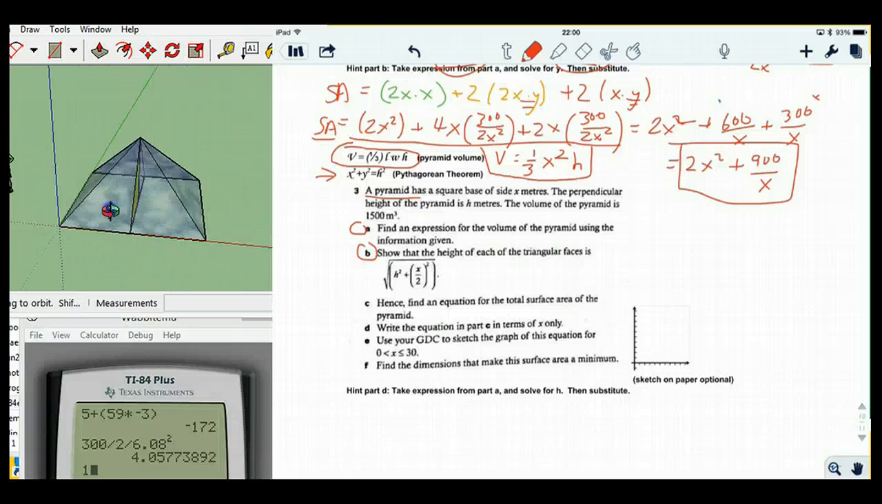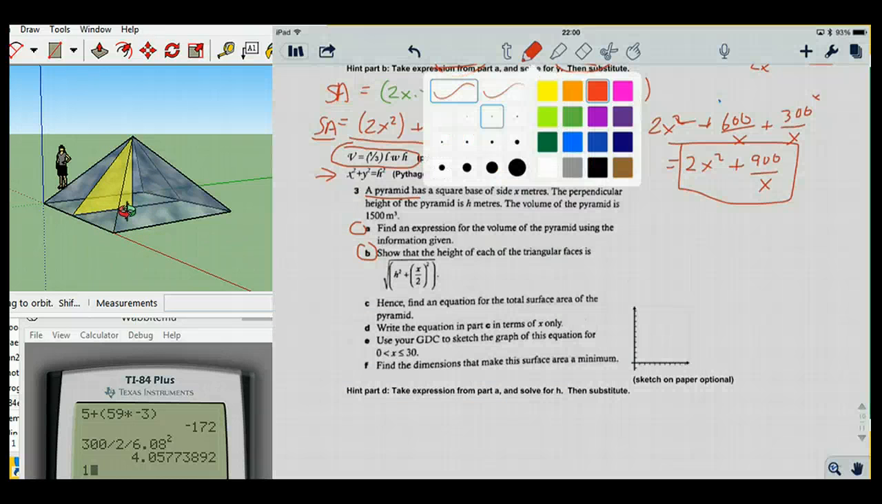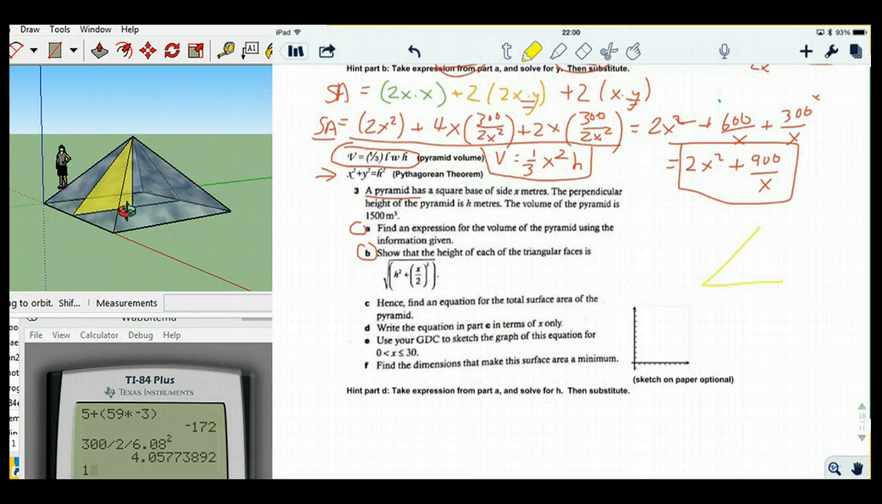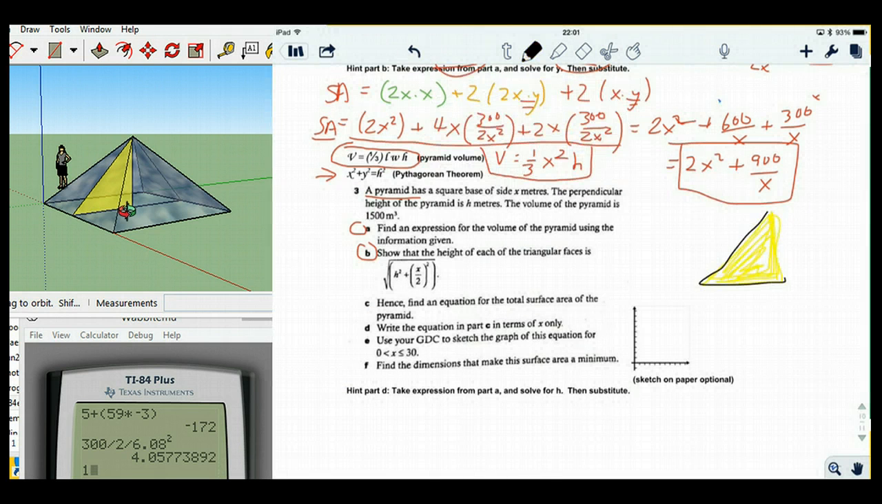Well, the way we find that height is we use this yellow triangle that's inside, okay? If we find the hypotenuse of this yellow triangle, then we have found the height of the diagonal face, okay? So let's draw the yellow triangle right here, and I'll use yellow color just to represent it. I'm drawing a side view of it.